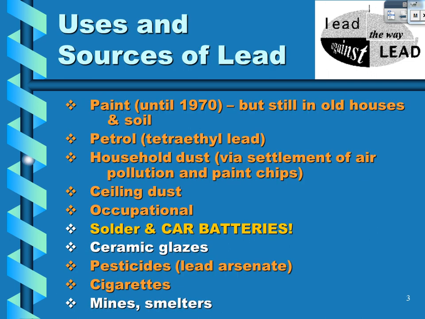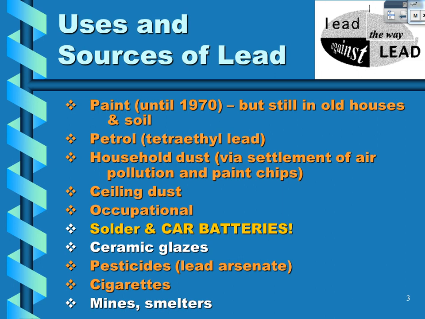Sources of lead: up until the 1970s, paint had lead inside it, and it's not sold anymore, but that still means that old houses and soil often have a lot of lead inside them. For petrol, they used tetraethyl lead to increase engine efficiency until they introduced unleaded petrol, but that put a whole lot of lead into the atmosphere, and it settled on the earth again as dust.